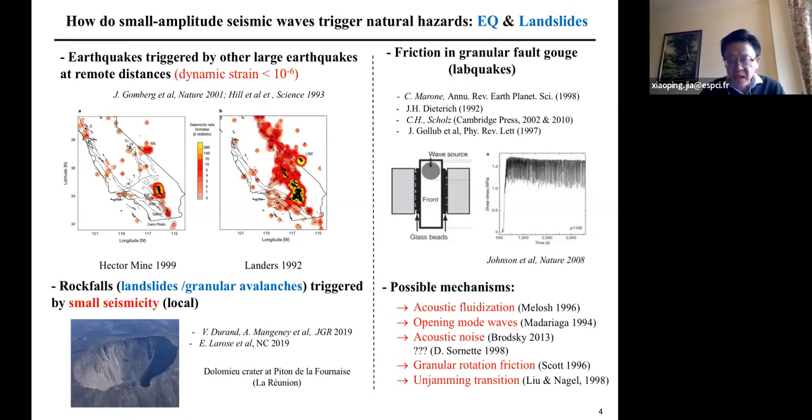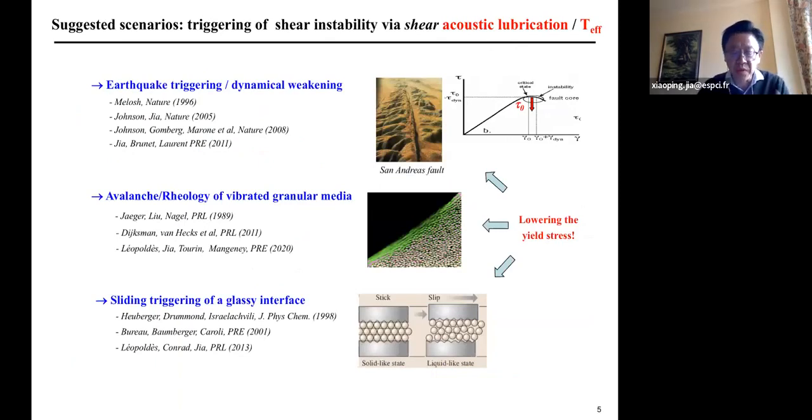Several mechanisms have already been proposed to explain this dynamic earthquake triggering, such as acoustic fluidization or other mechanisms, such as granular rotation and low granular friction. But as indicated by Didier Sornette many years ago, the acoustic pressure in the field would frequently be too small to open the contact between the rocks or between the blocks. So this opening mode, frequently mentioned in the classic acoustic fluidization, could be questionable somehow.